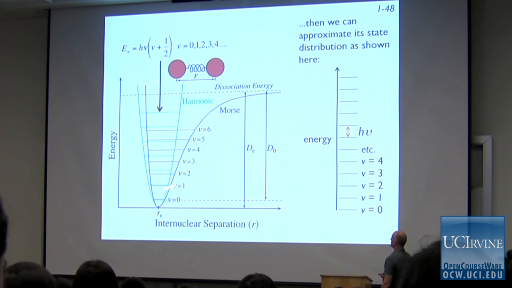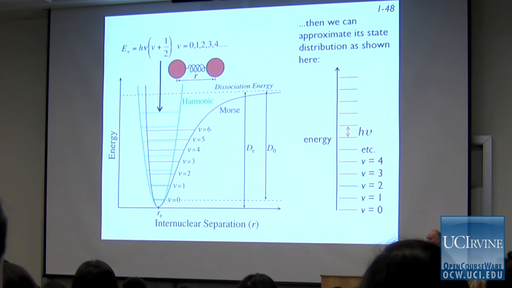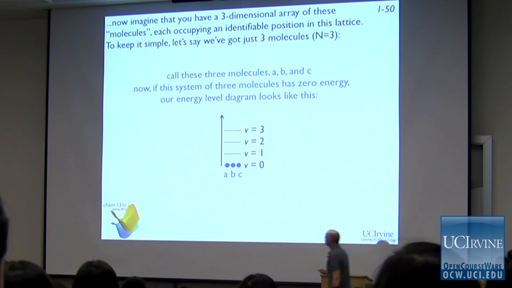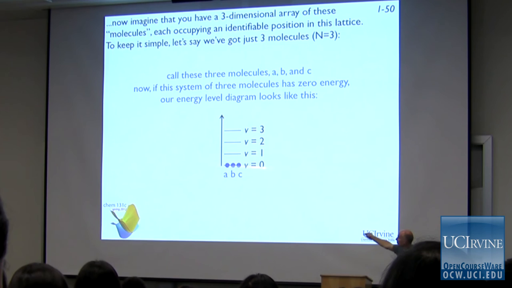Now, we can approximate this green guy here with this ladder right here. Right, this is the V equals zero state. That's the ground vibrational energy level. 1, 2, 3, 4. Okay? And so we can talk now about the three-dimensional array of molecules. Here, this is my short form notation for a molecule. Let's just forget about the zero-point energy for now. Right? There's an energy level, there's another one, they're evenly spaced in energy, and there's three molecules here, A, B, and C. Right? That's what that denotes.